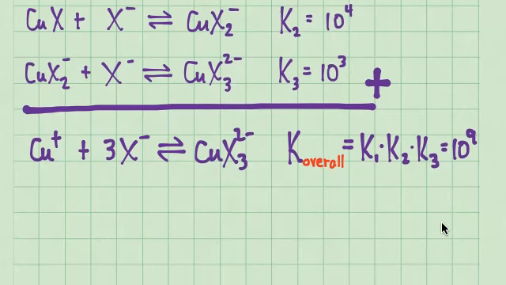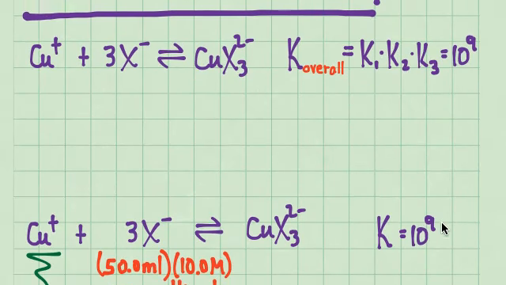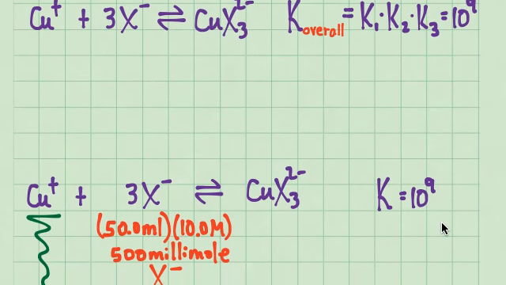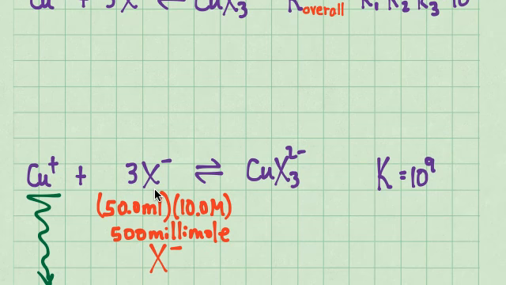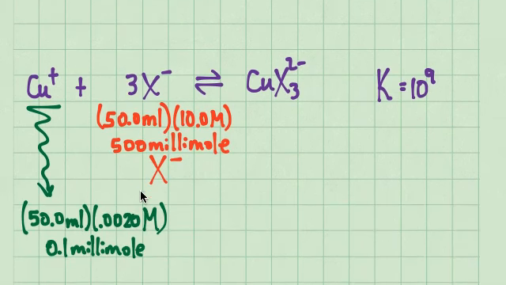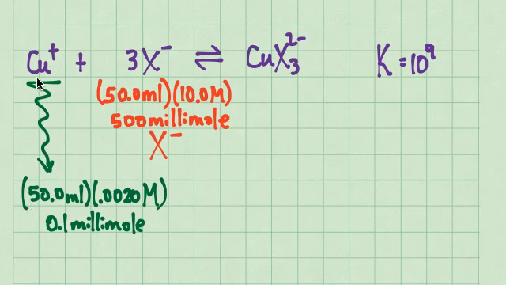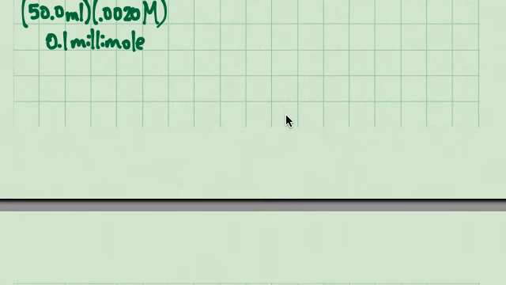So a question, take that and run with it. What if I took 50 milliliters of 10 molar X minus? That must be a very saturated halide salt of some kind. That's 500 millimoles or 0.5 moles, half a mole of this stuff. And let's also take a small amount of copper ion. So a small amount of this is going to react totally one way with this in the beginning of my thought to make this. But then it won't just stay like that.